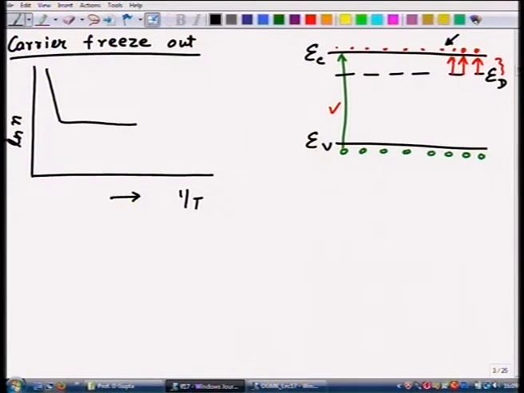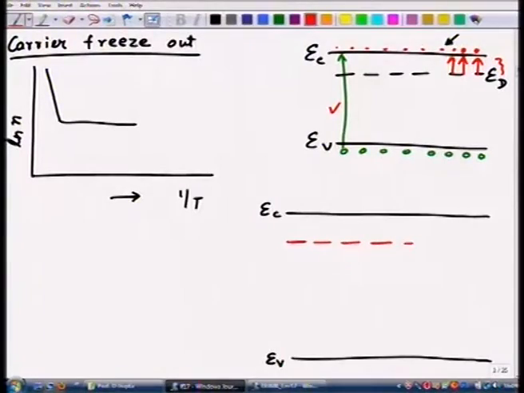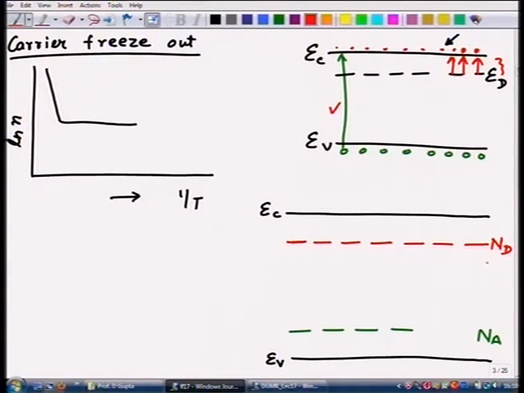Okay. Now, you will also recall that I had given an example where I had said that if you have a situation like this, EC, EV, and then let us say I have certain donor levels like this, and I have some acceptor levels like this, and I had said that suppose there are NA of these, and suppose there are ND of these, and this is the ED level, and this is the EA level.